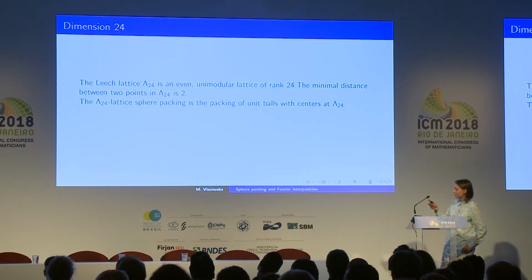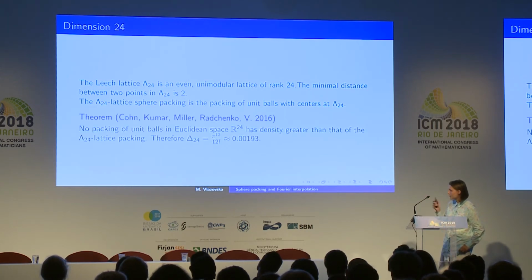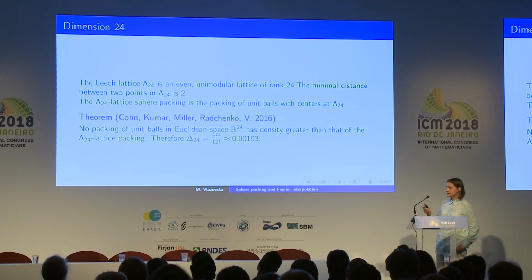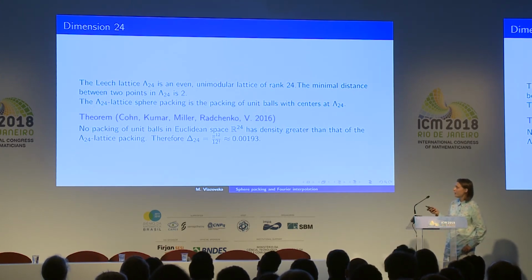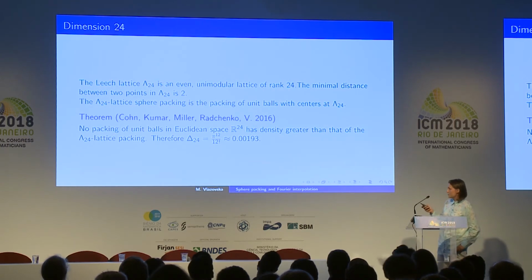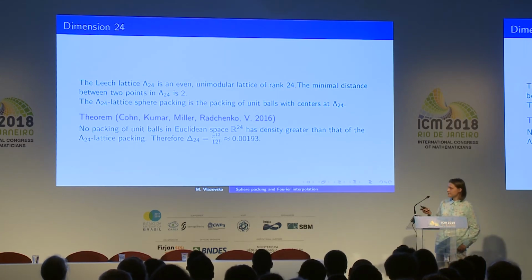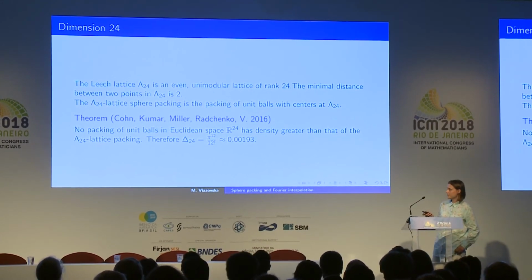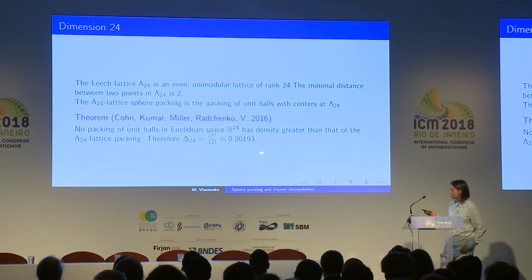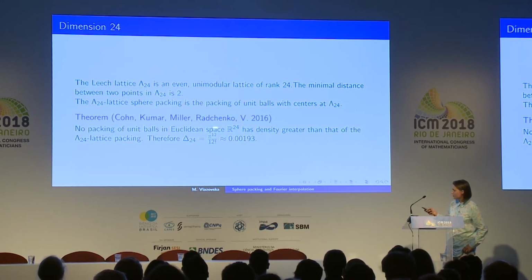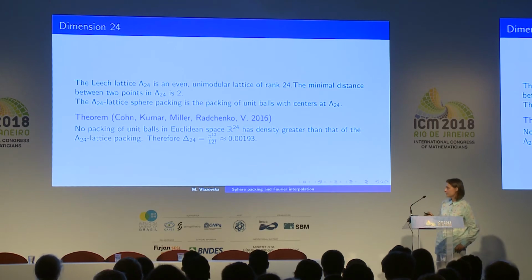So we can just consider the union of all unit balls with centers at the points of the Leech lattice. And then again we obtain the densest packing in dimension 24. Here is the theorem which we proved in collaboration with Henry Cohn, Abhinav Kumar, Stephen D. Miller, and Danylo Radchenko: no packing of unit balls in 24-dimensional Euclidean space has density greater than the density of the Leech lattice packing. And this number is a tiny number, slightly smaller than 0.002.